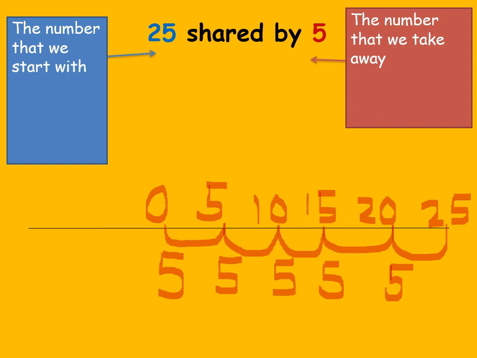Okay, so we can check our answer and we can count backwards by 5. 25, 20, 15, 10, 5, 0. Okay, and how many times did we move along our number line? So we've got 1, 2, 3, 4, and 5. Okay, so our answer is going to be 5. 25 shared by 5 equals 5.